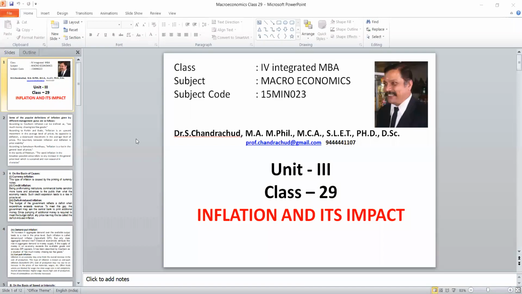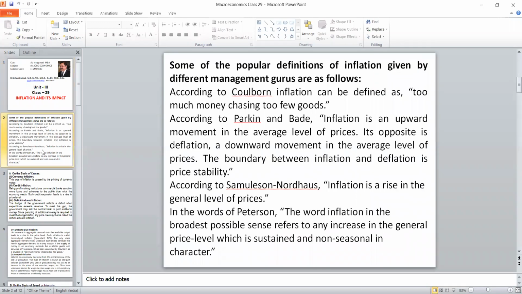In the last class, we studied unemployment and its impact, and Okun's law we have completed. In this class, we will complete inflation and its impact. This is the last unit and the last chapter.